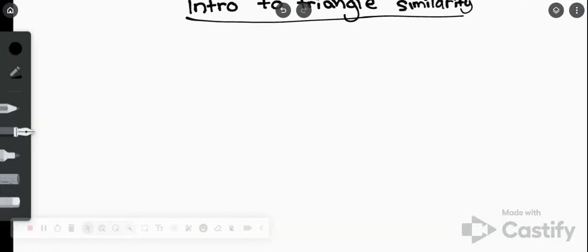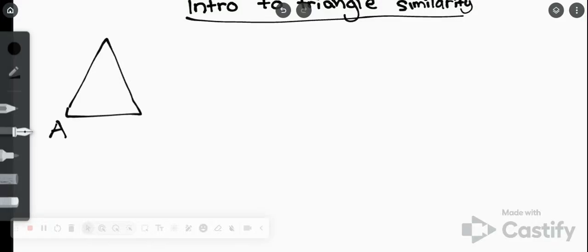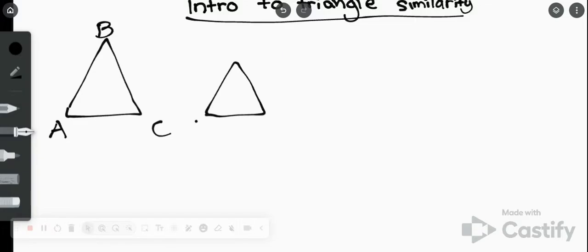So first, I'm going to do my first example, just drawing two triangles and labeling the first one A, B, C, and the second, smaller one X, Y, Z. Now I'm going to add the lengths of 10, 16, 14, 8, 7, and 5.